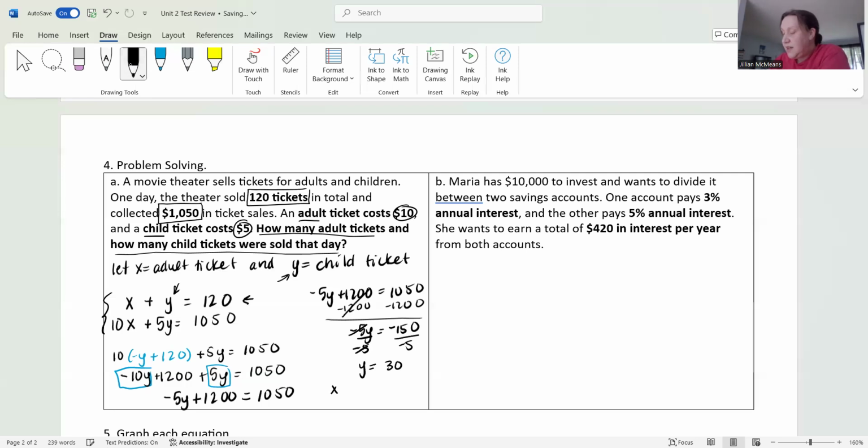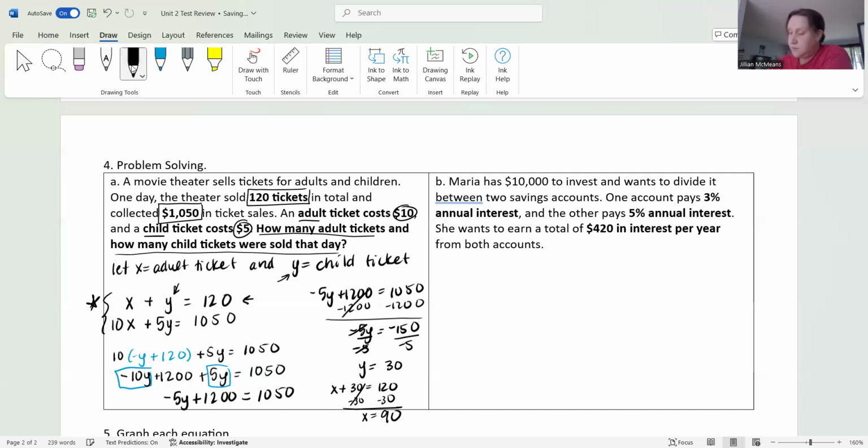Okay, and if I take x plus y, which is 30, that has to equal 120 based on this first equation right here. So doing just a little arithmetic, I can figure out how many adult tickets were sold. I would subtract 30 from both sides. 30 minus 30 is 0, so I get x equals 90.